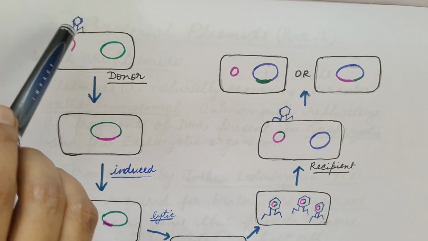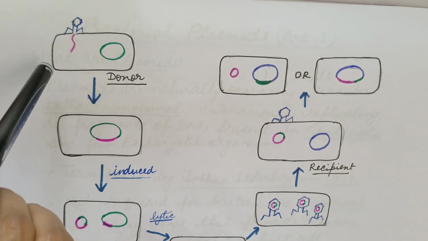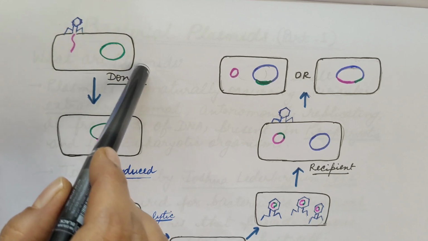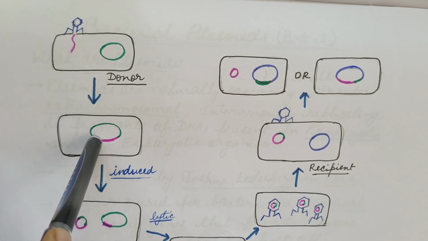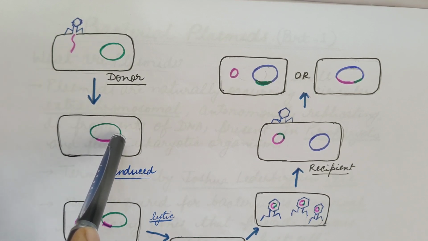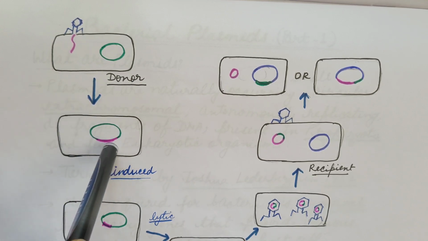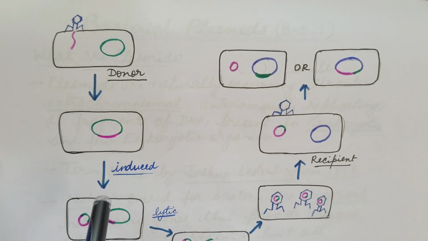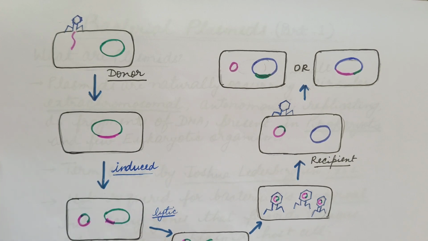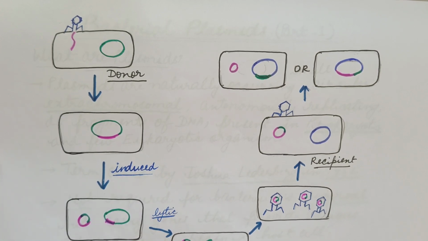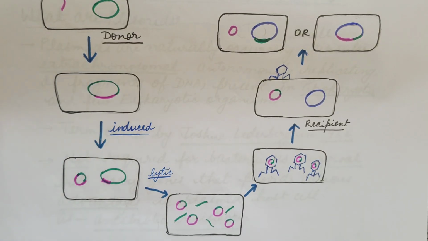When a temperate bacteriophage infects a bacterial cell, it injects its genetic material into the bacterial cell. This is the donor bacterial cell. During the lysogenic cycle, this phage DNA, or genetic material, is integrated with the bacterial genome. Now the phage DNA is known as prophage. When it is induced in the presence of certain chemicals or exposure to ultraviolet radiation, this prophage is excised from the bacterial genome.